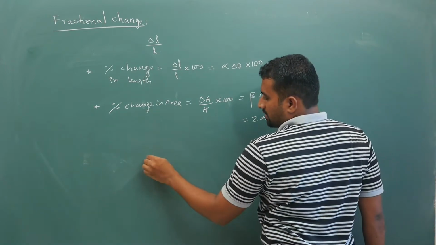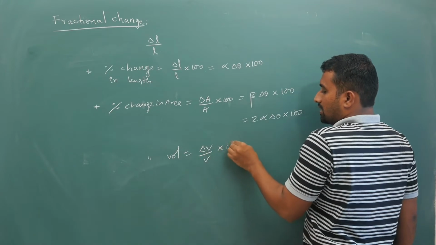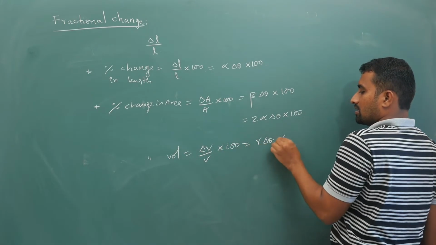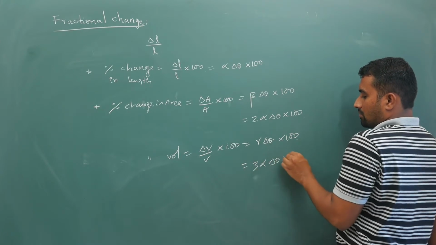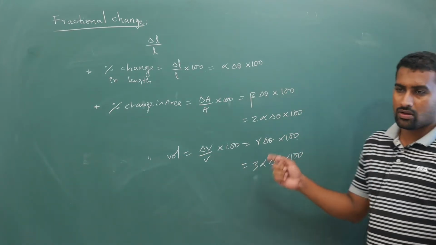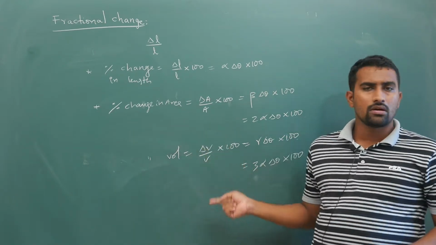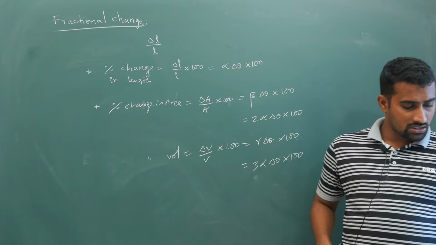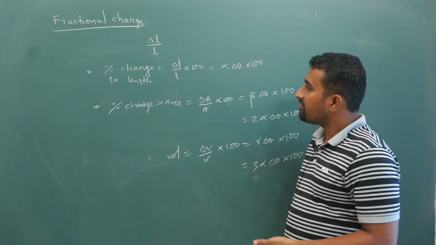And if you are asked percentage change in volume, it is delta V by V into 100, which is equal to gamma delta theta into 100, so 3 alpha delta theta into 100. Anywhere if you see these kind of questions related to basic percentage or percentage error, do this. Okay, so this is enough.